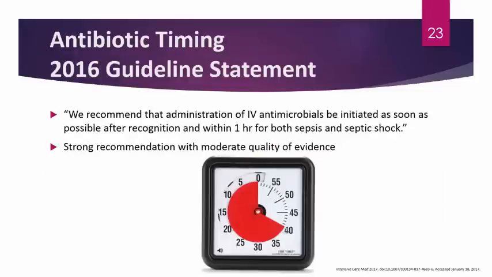The next recommendation from the 2012 bundles that still appears in the 2016 guidelines is about antibiotic or antimicrobial timing. And what they say is we recommend that administration of IV antimicrobials be initiated as soon as possible after recognition and within 1 hour for both sepsis and septic shock. And that's a strong recommendation with moderate quality of evidence. So once that time clock starts ticking, once you have a diagnosis of sepsis, you need to get your patient antibiotics as quickly as possible.